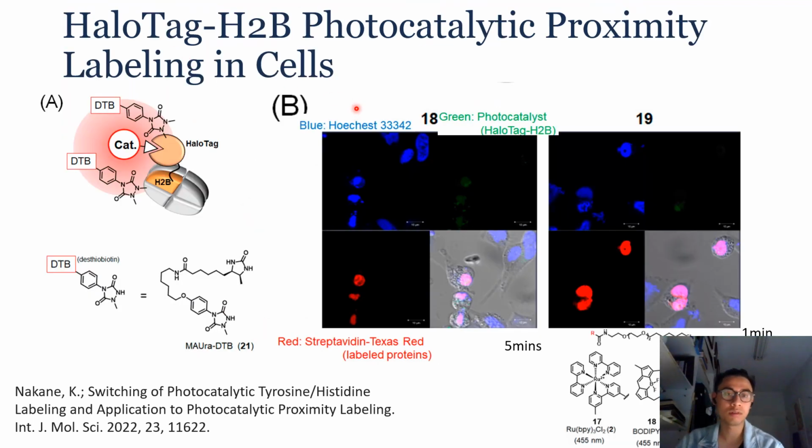And this is HaloTag-H2B photocatalytic proximity labeling in cells. The author only changed the azide to biotin. Using this dye, streptavidin-Texas Red, streptavidin can bind with the biotin. So these results show that photocatalytic proximity labeling can work in cells.